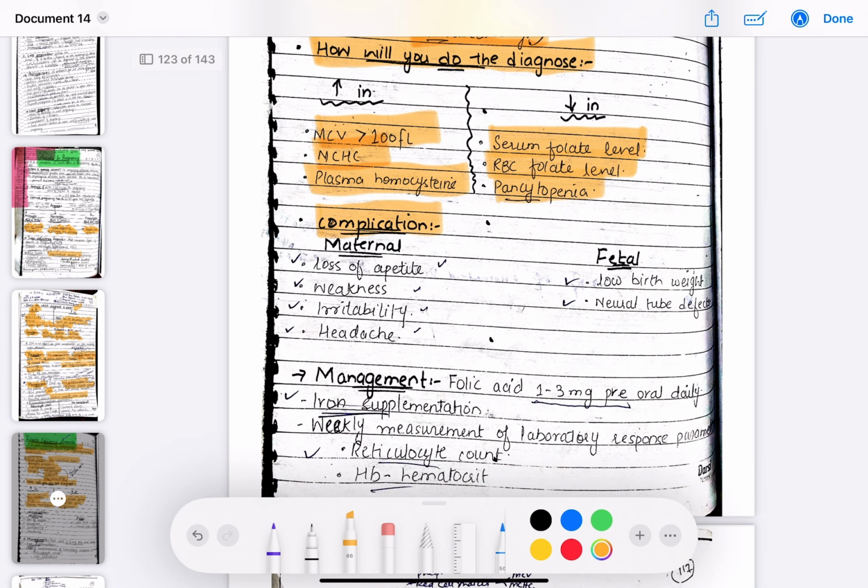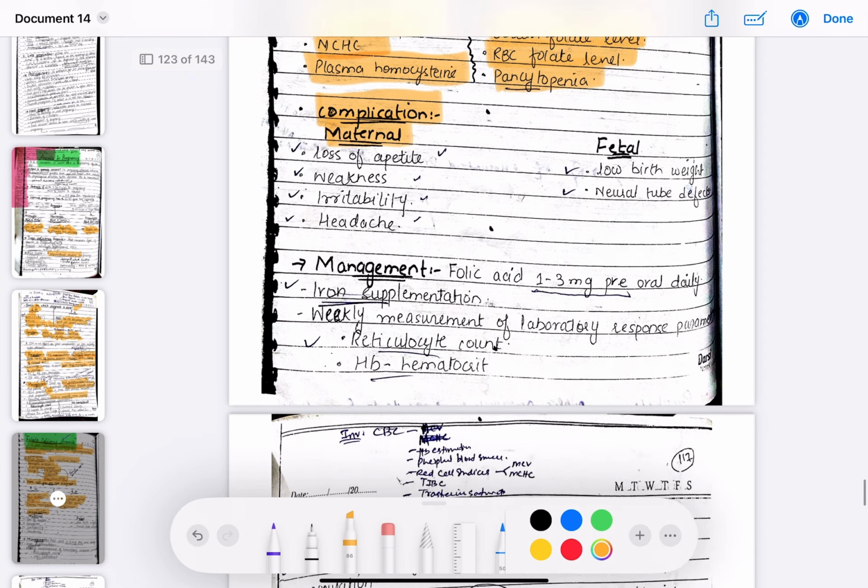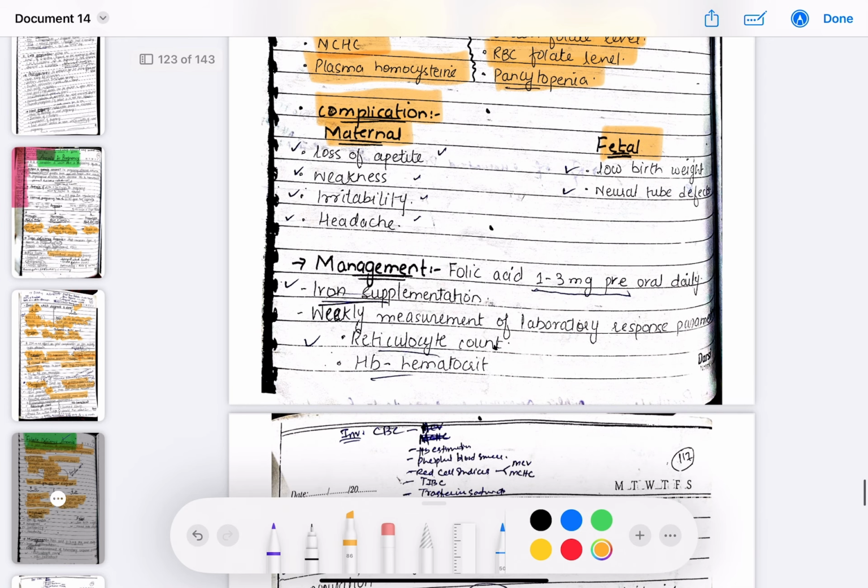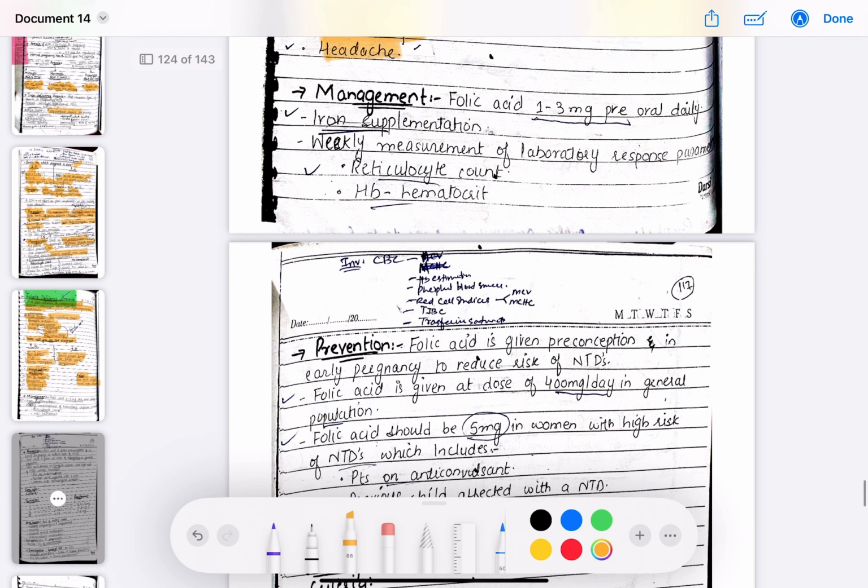Now, the complications of folate deficiency anemia are maternal and fetal. The maternal are loss of appetite, weakness, irritability, and headache, and the fetal are low birth weight and neural tube defects. Now, the management options are that folic acid 3 mg per oral daily is given, iron supplementation is done, and weekly measurement of the laboratory response parameters is done, that is reticulocyte count and Hb, hematocrit.